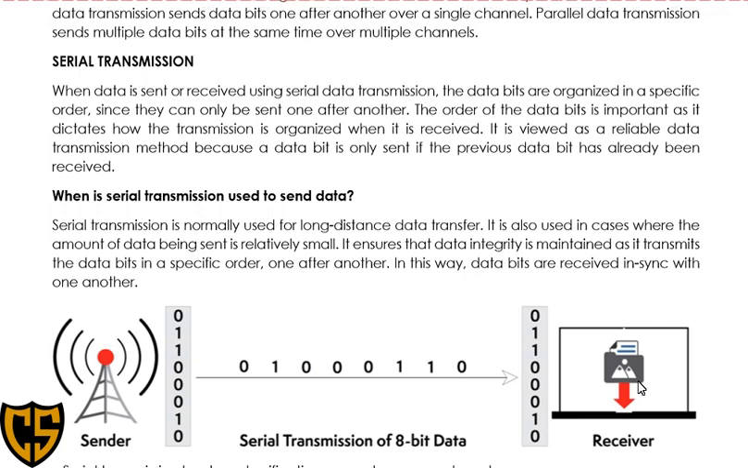So by definition, when data is sent or received using serial data transmission, the data bits are organized in a specific order since they can only be sent one after another. The order of the data bits is important as it dictates how the transmission is organized when it is received. It is viewed as a reliable data transmission method because the data bit is only sent if the previous data bit has already been received.